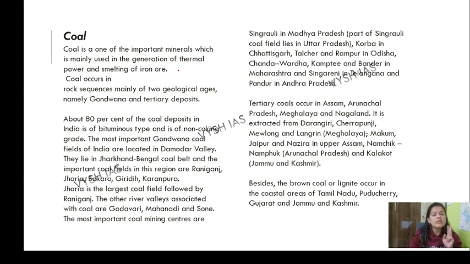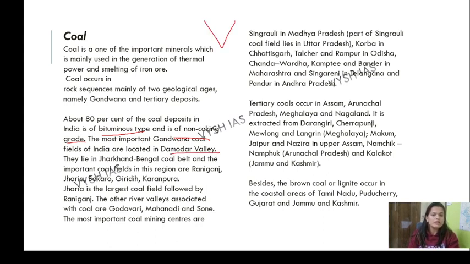When we read about coal, we'll be talking about rock sequences mainly of two geological ages, namely Gondwana and the tertiary deposits. About 80% of the coal deposits in India are bituminous type. There are types of coal. One of them is bituminous type and is of non-coking grade. The most important Gondwana coal is basically found in the Damodar Valley.